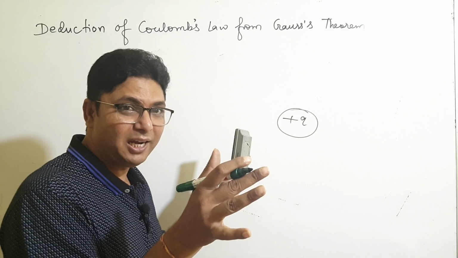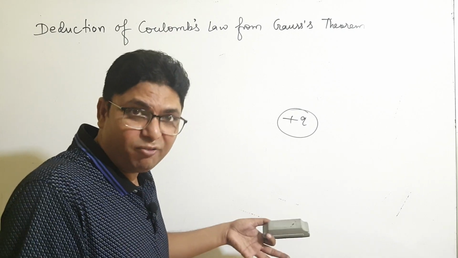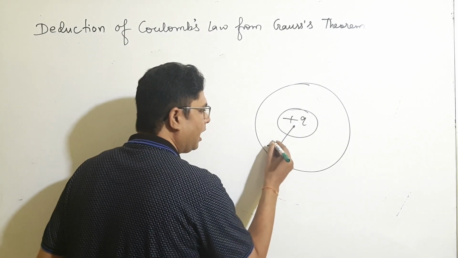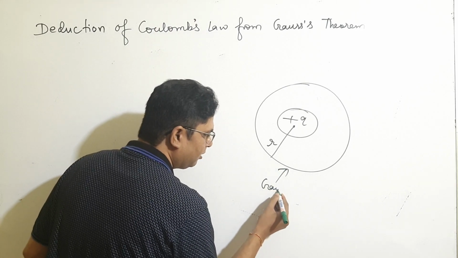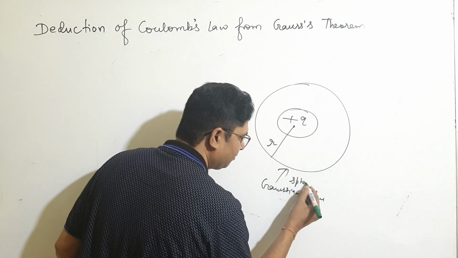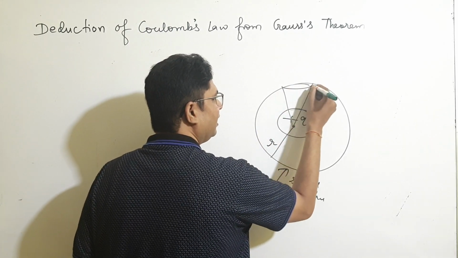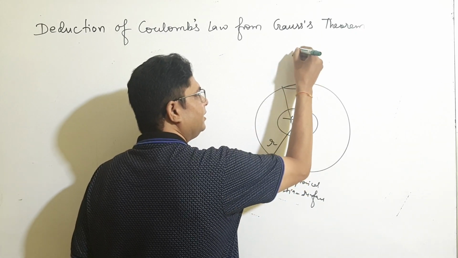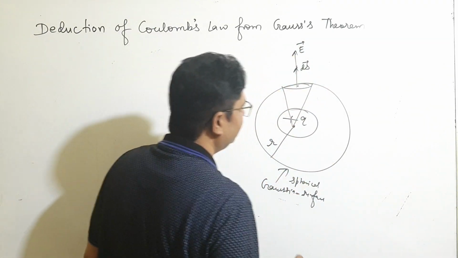Due to the electric field, if we imagine a Gaussian surface or hypothetical surface, then there should be electric flux. So let us imagine here a Gaussian surface of radius r. This is the Gaussian surface, a spherical Gaussian surface. Let us take here a small surface area ds, along which the electric field from the charge is E. This is the electric field.